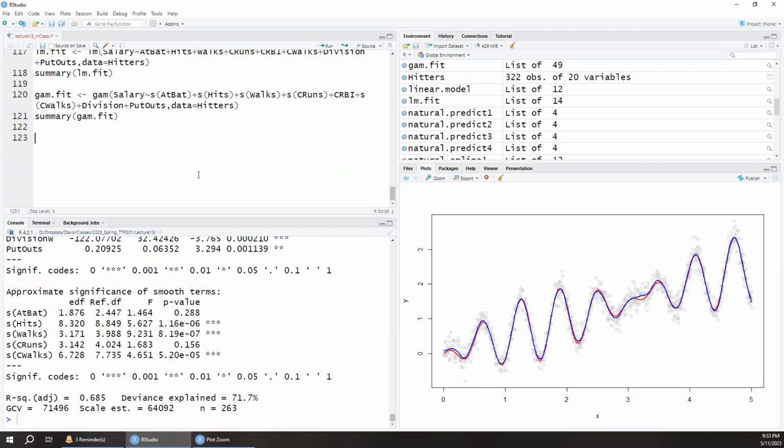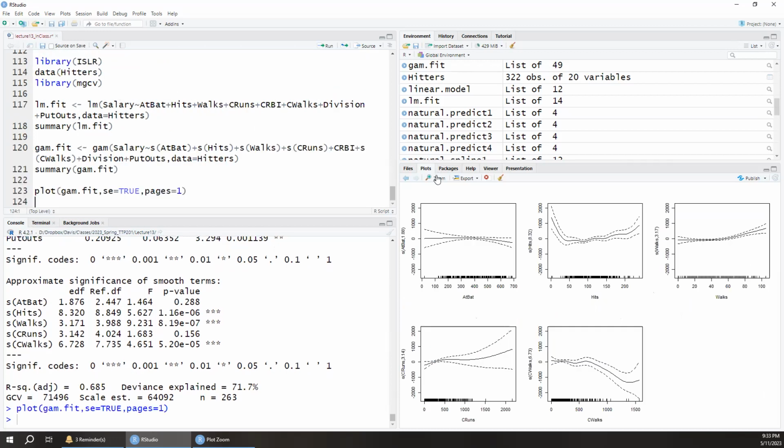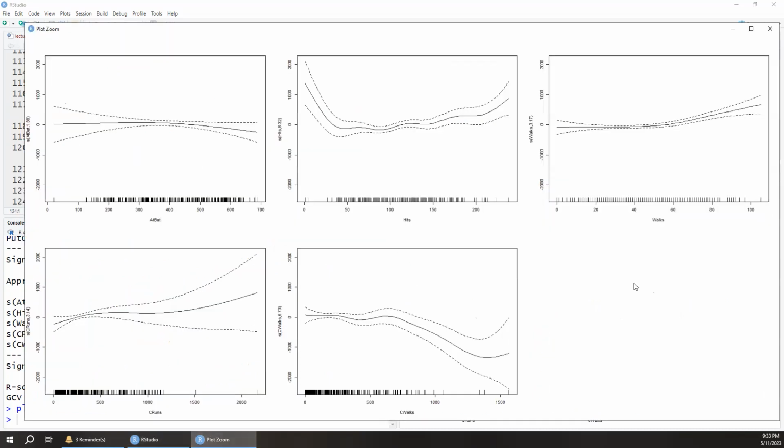But here we can do something neat. If I plot this in our typical plotting function, include the standard errors, and then there's this extra option that I have, pages equals 1, because this is actually going to plot out a whole bunch of different plots, and I'm just sticking them all into one page. Okay, so let's zoom here and look at this.